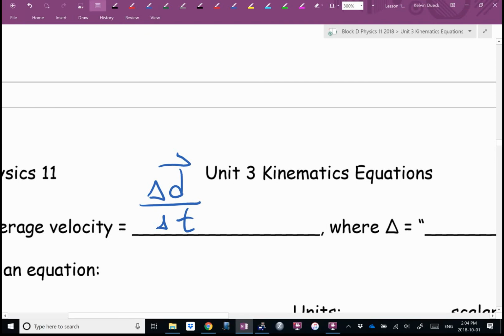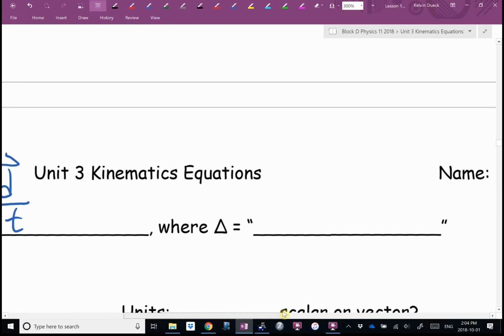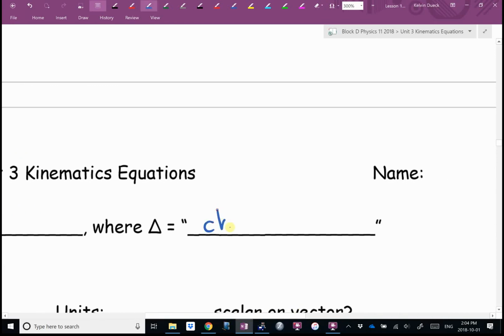Mr. Dueck, isn't that just what you wrote on the previous page? What's the big, very subtle, but very important difference? The vector sign. What is a D with a vector bar above it, not distance? Okay, average velocity is your displacement over time, where, once again, that triangle, which we call a delta, is the change in.